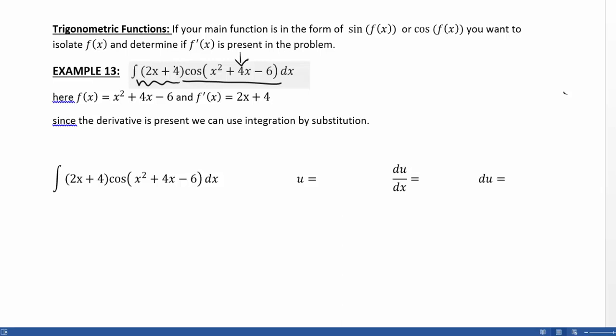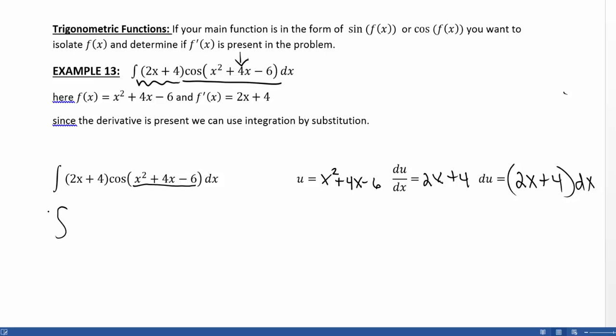So when we do integration by substitution with either a sine or a cosine function, the way we pick our u is going to be the function that's inside the trig function. So here, my u is going to be the function that's inside cosine. So that's x squared plus 4x minus 6. So du dx, the derivative of that, is 2x plus 4. So my du is 2x plus 4 dx. So now I want to plug things in terms of u to see if I can get it in the form where I can take the antiderivative using my antiderivative chart.